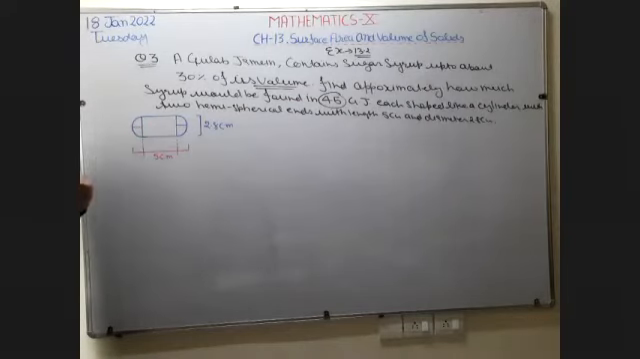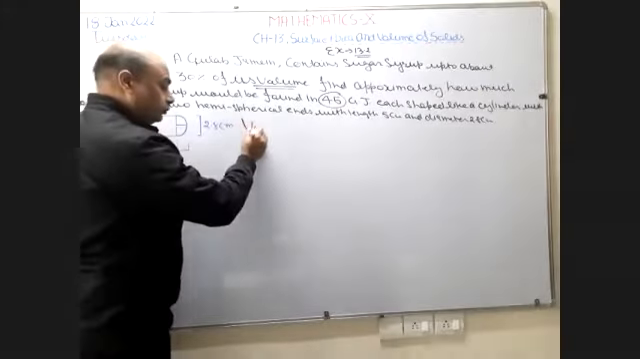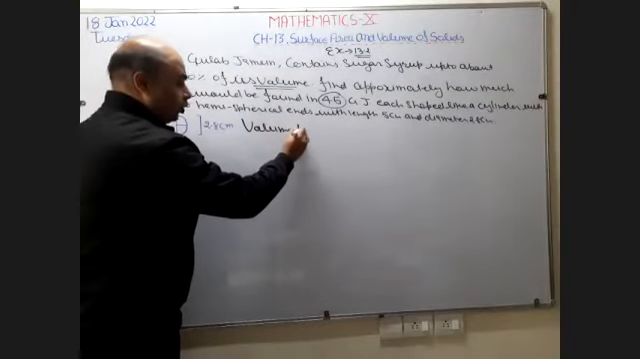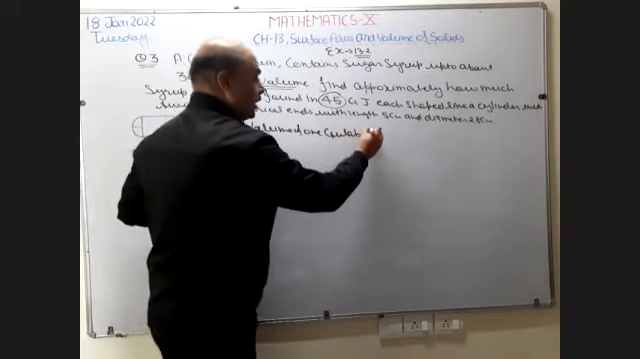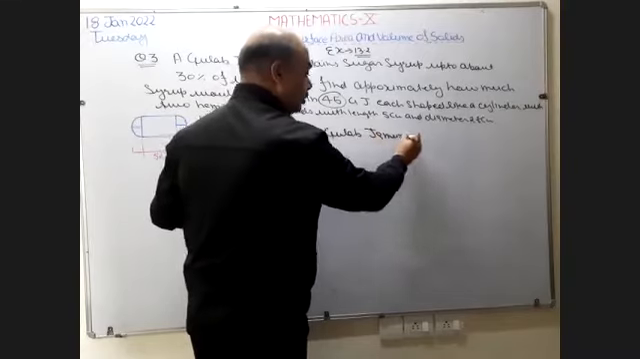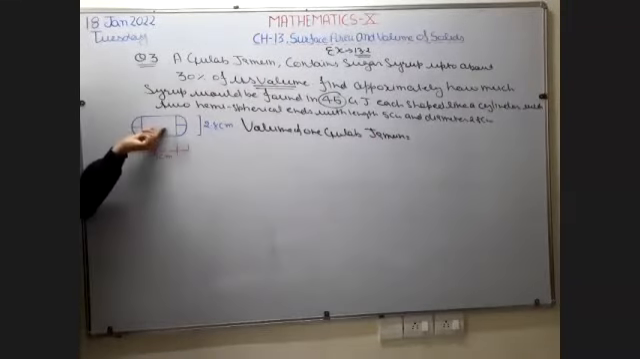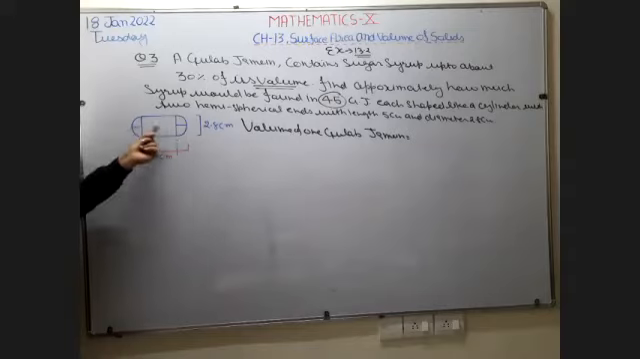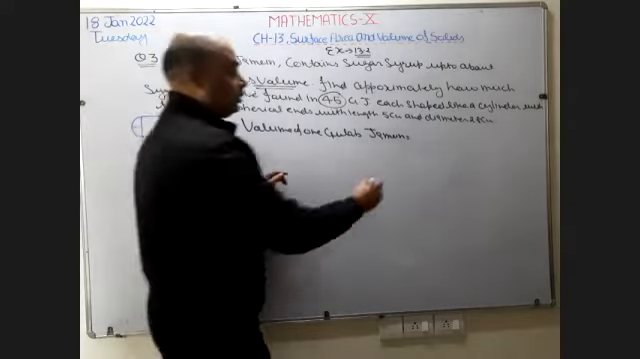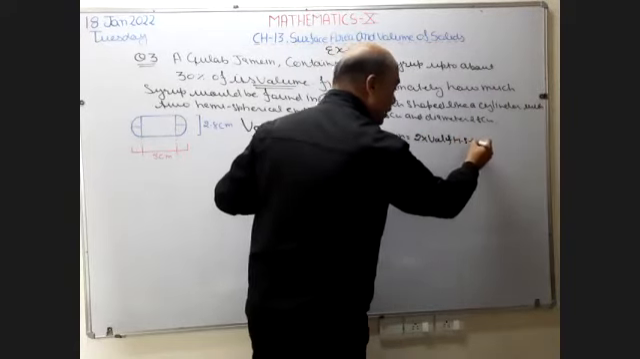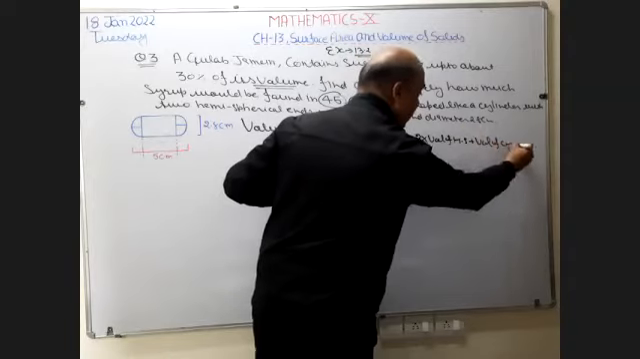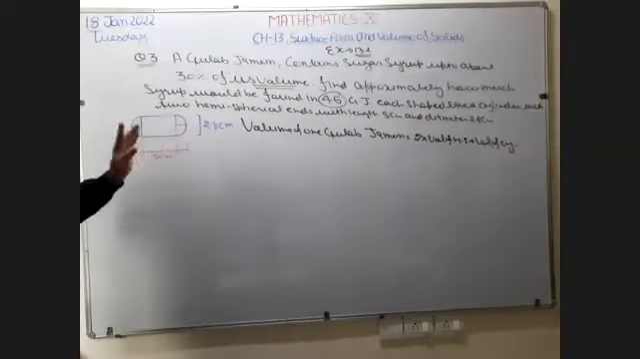one gulab jamun first. So write here: volume of one gulab jamun. This is the shape of a cylinder plus two hemispheres. So the volume of gulab jamun is volume of cylinder plus 2 times volume of hemisphere. So write here twice the volume of hemisphere plus volume of cylinder.